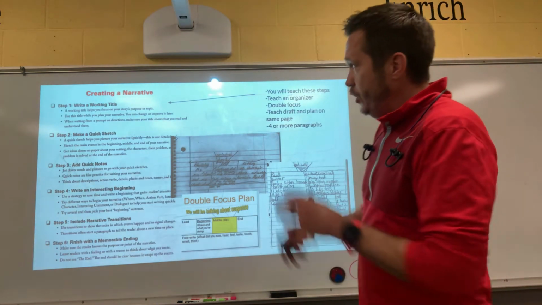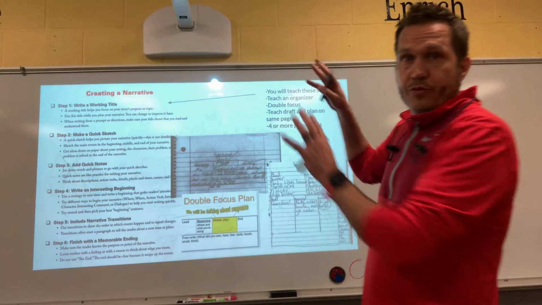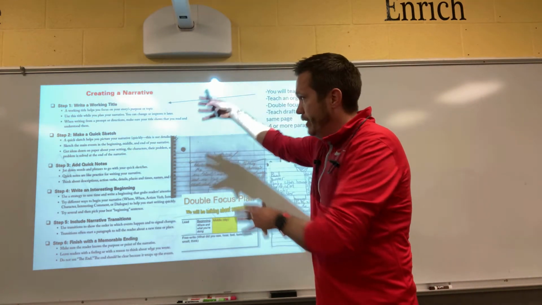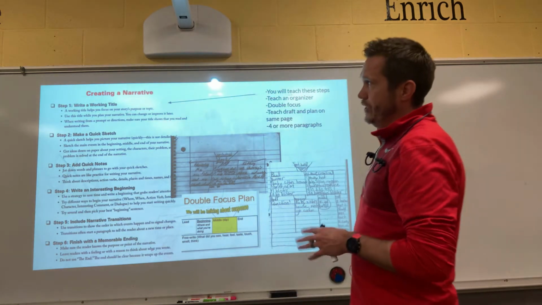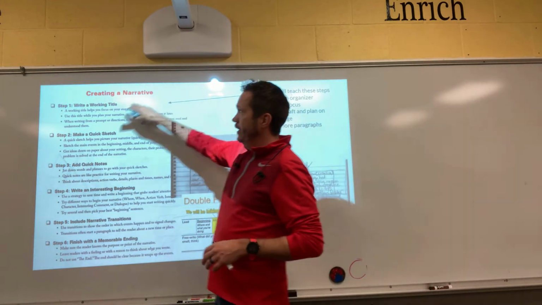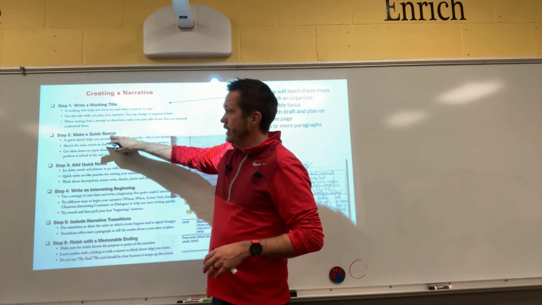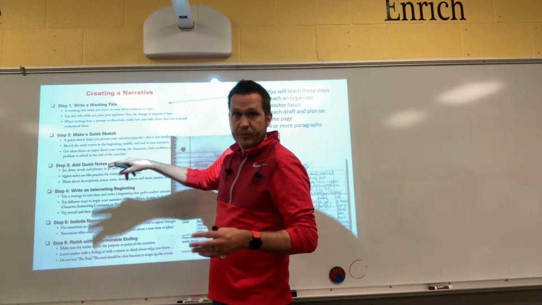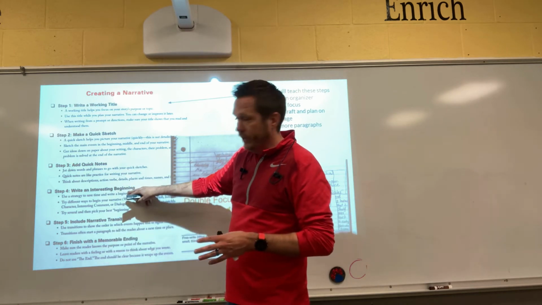So creating a narrative, this is kind of a way that you create. Even if you do your organizer, you're probably going to be adjusting this a little bit to fit yours, but this always worked for me. So right here you have creating a narrative: write a working title, make a quick sketch. That's where your organizer comes in. Add quick notes. That's what you're doing on an organizer. Write an interesting beginning. That's what you're doing on your organizer.